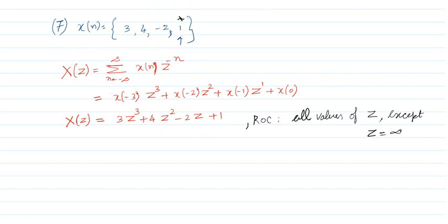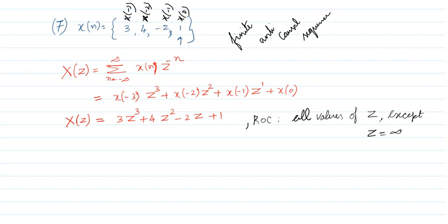This is x of minus 1, left side. Okay, because this arrow is 0, the left side means negative values. This is x of minus 3. So this is a finite anti-causal sequence, because only for negative values it is existing. Right?